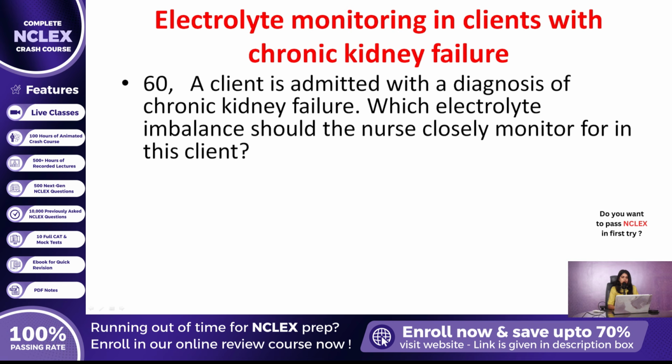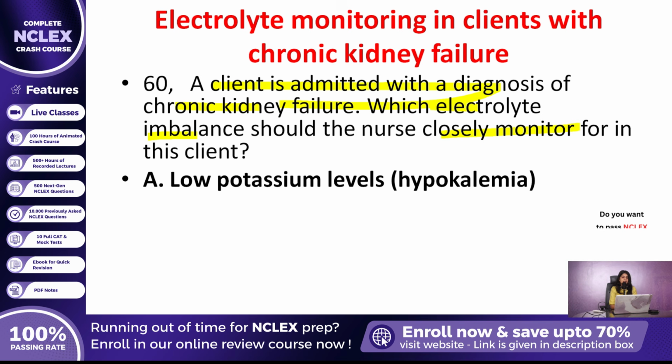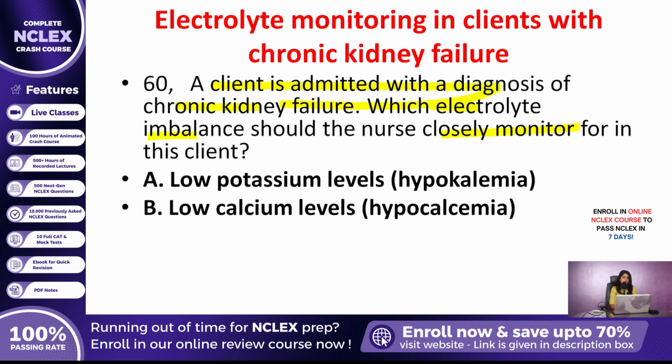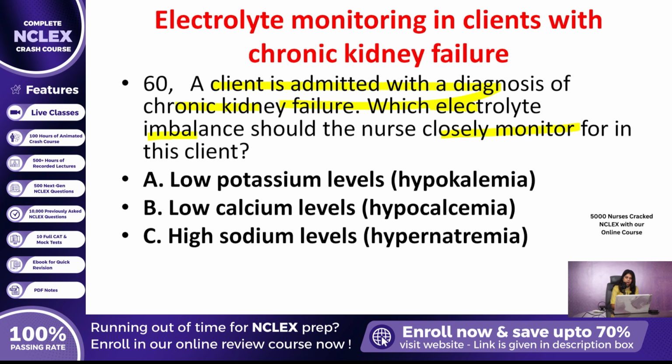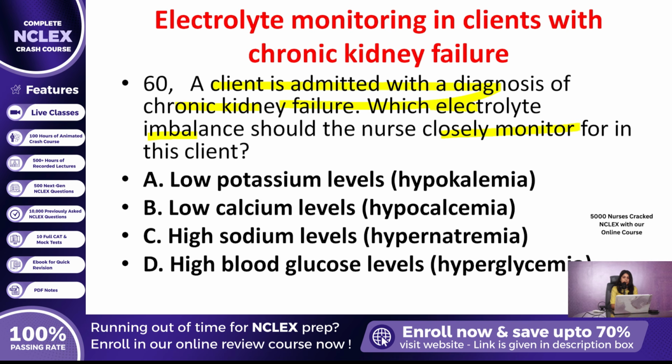Finally, let us review question number 60, which addresses electrolyte monitoring in clients with chronic kidney failure. The question reads, a client is admitted with a diagnosis of chronic kidney failure. Which electrolyte imbalance should the nurse closely monitor for in this client? The options are A. Low potassium levels, hypokalemia. B. Low calcium levels, hypocalcemia. C. High sodium levels, hypernatremia. D. High blood glucose levels, hyperglycemia.